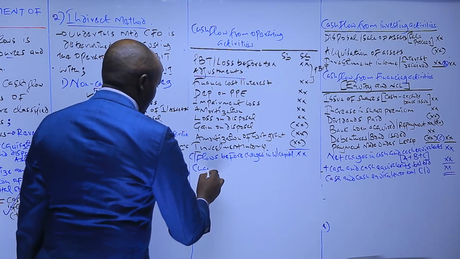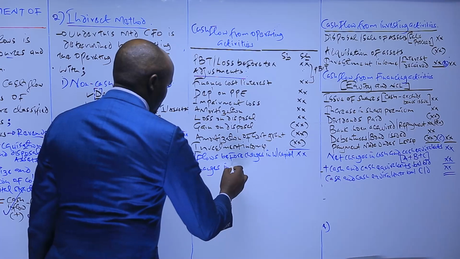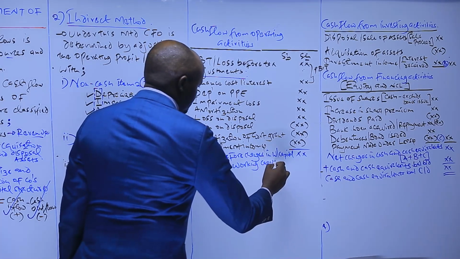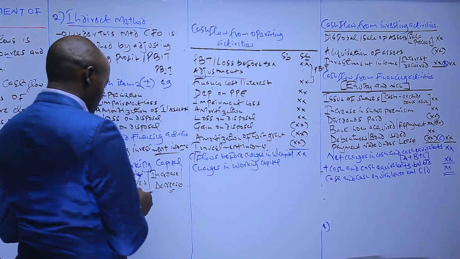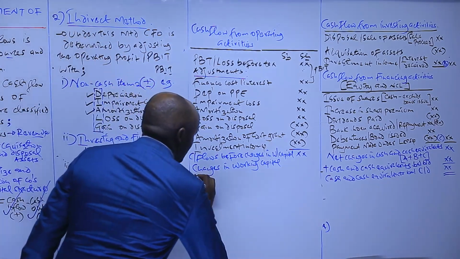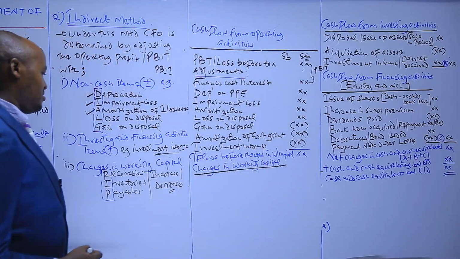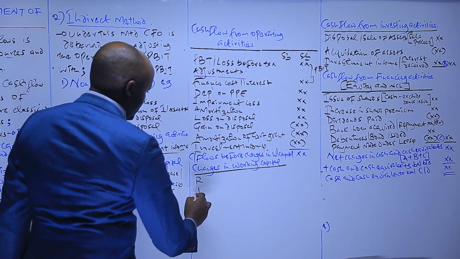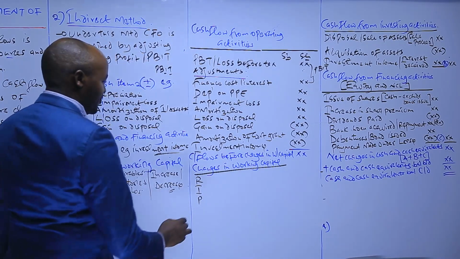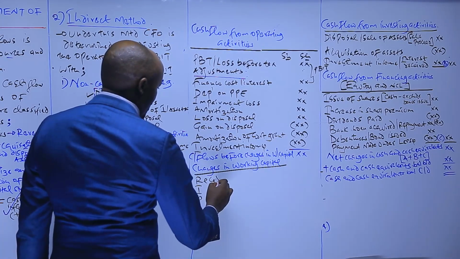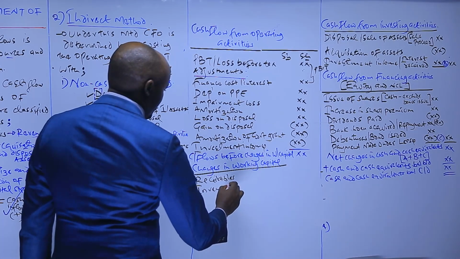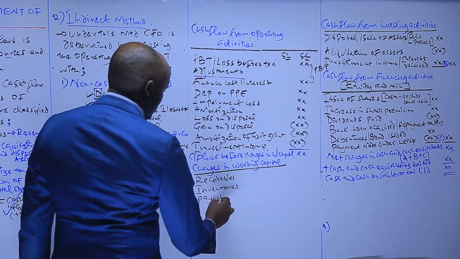And then from there we proceed and we consider the changes in working capital. Here we consider 3 items. You just need to remember that acronym, RIP. Here R stands for receivables, I stands for inventories, and P stands for payables.